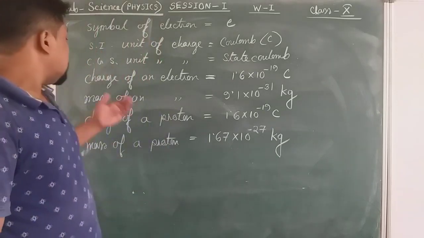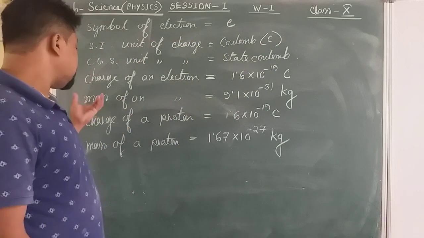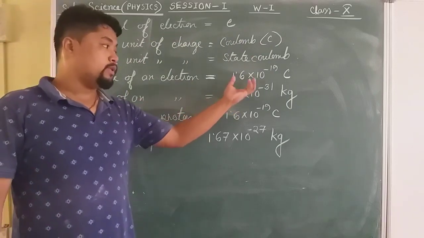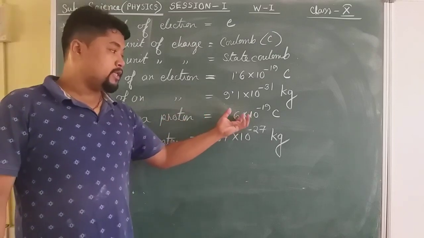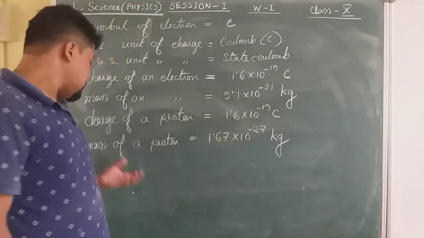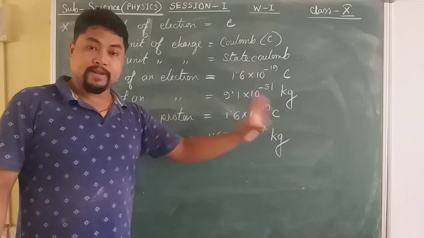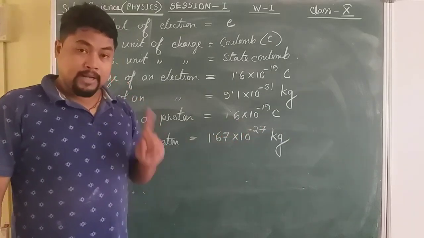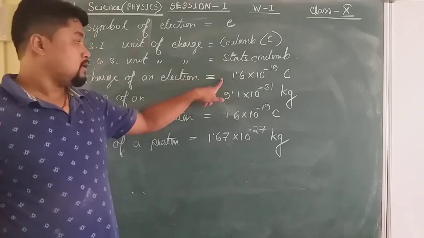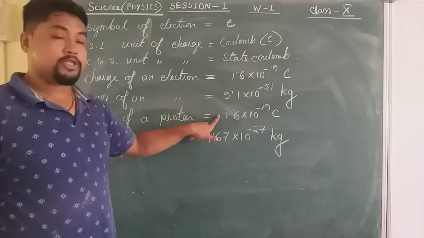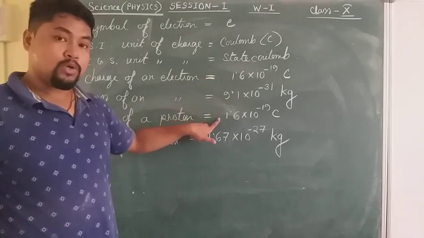Right? So charge of an electron is 1.6 into 10 to the power minus 19 coulomb. Mass of an electron is 9.1 into 10 to the power minus 31 kg. Charge of a proton is 1.6 into 10 to the power minus 19 coulomb, and mass of a proton is 1.67 into 10 to the power minus 27 kg. But electron is negative charge, proton is positive charge. So here minus 1.6 and here plus 1.6.